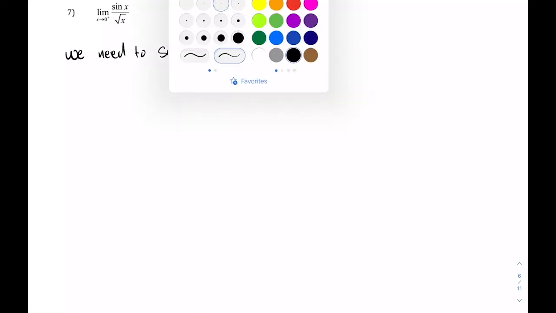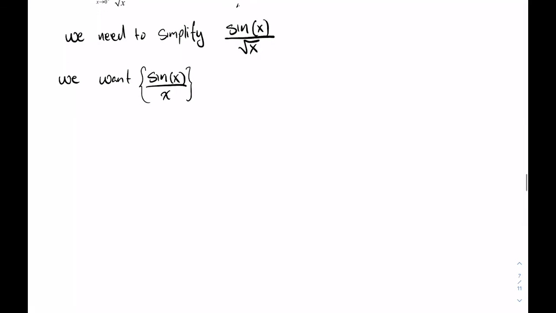So simplifying here, we want to simplify this quotient sine x over the square root of x. But what do we actually need? We want sine x over x. But do we have that? No. So multiply both numerator and denominator by square root of x.